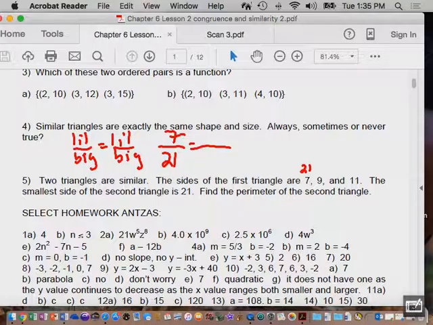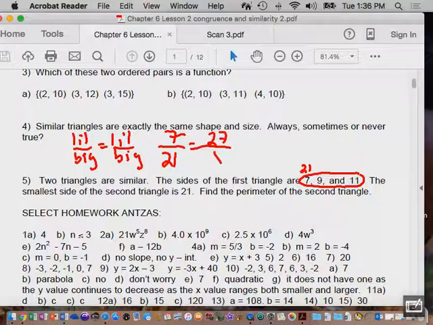Now, it starts talking about perimeter. What's the perimeter of the little triangle? Hey, what's perimeter mean, everybody? Outside. Add up all the sides. Good. Let's do it this way. What's 11 and 9? 11 and 9, 20. Plus 7, 27.